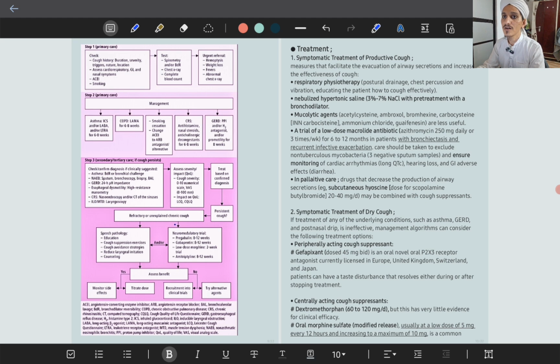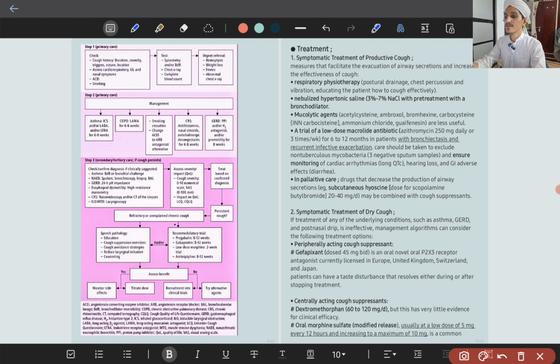Then coming to treatment of cough, the main treatment is treatment of the cause. You treat the cause. Along with that, you treat the cough symptomatically. Treat the cause first. If there is no cause, like we have discussed in this chart, then you will go for central acting drugs. You will label it as refractory cough, and you will give central drugs.